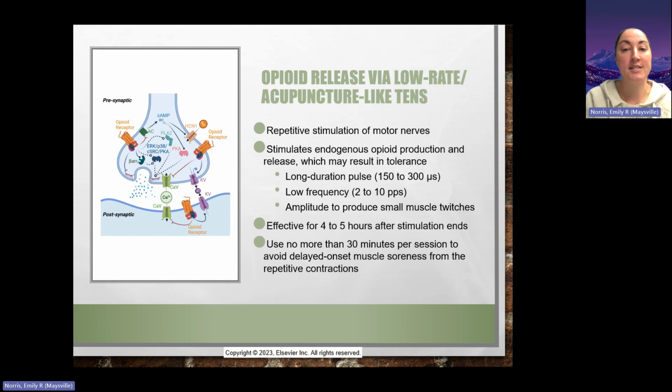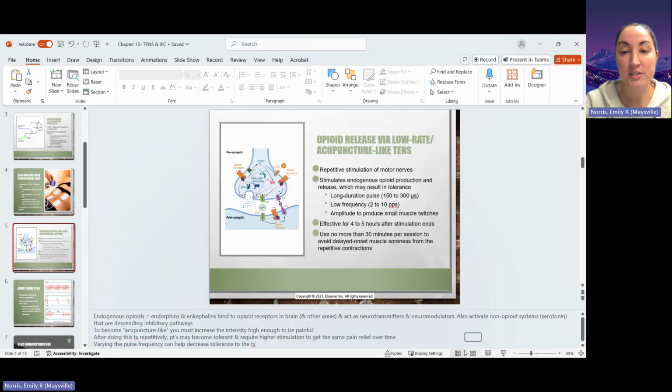With low rate TENS, this is a repetitive stimulation of motor nerves. So you're causing the muscle to actually twitch. It stimulates the endogenous opioid production and release. And so the opioids that are released are endorphins and enkephalins. They bind to the opioid receptors in the brain and other areas and act as neurotransmitters and neuromodulators in order to decrease that painful signal.